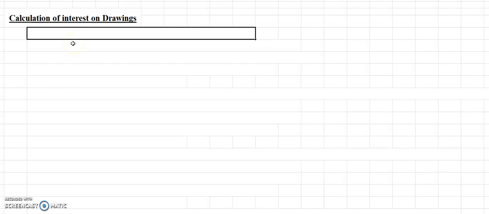Here in this video we are going to study when an even amount is withdrawn at a regular period of interval, how we will calculate the interest on drawings. What do you mean by an even amount is withdrawn at regular period of interval? Even amount means same amount always.